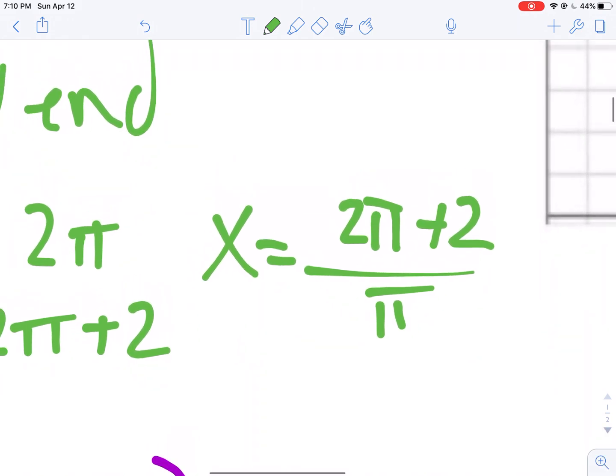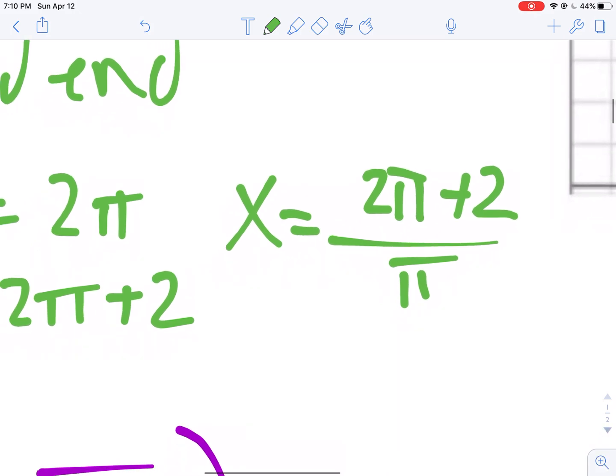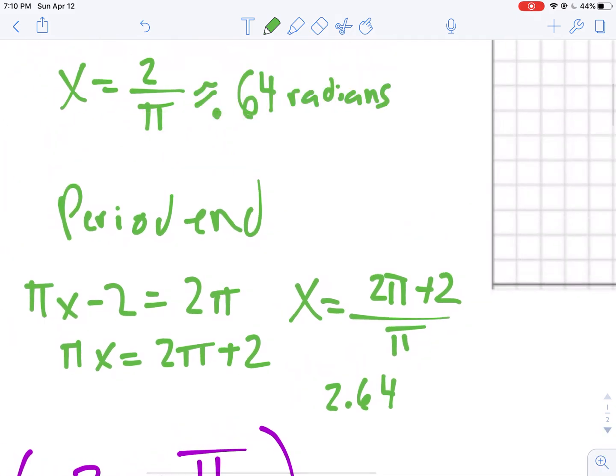For 2 pi plus 2, I'm going to do 2 times 3.14 plus 2, and divide that by 3.14, and I'm going to find that this should happen at about 2.64, which is good, because this represents a period of 2 radians, which is exactly what I want to see here. So I've got 0.64 radians to about 2.64 radians. I'm going to be doing a lot of rough estimates here. This is not the prettiest.